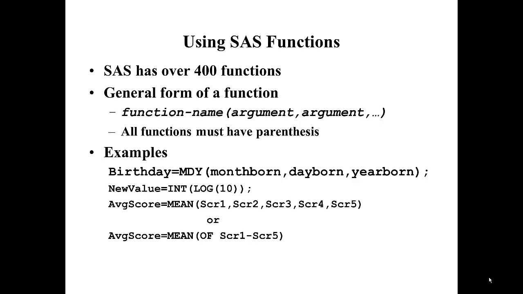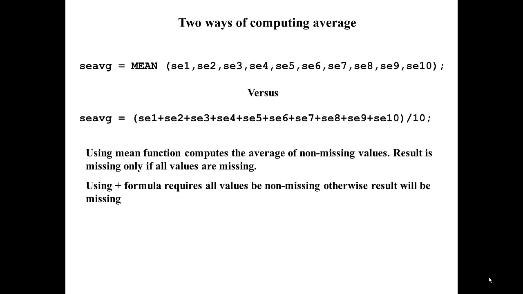In the next example, we're calculating average score as the mean of these 5 other scores. And you can write it two ways. You can list the 5 individual variables separated by commas, or you could write average score equals mean, and then inside your parentheses, score 1 dash score 5. That works well if you have variables which end in a number, and you can just express the smallest value score 1, then hyphen score 5. So these are just different examples of functions and how they are written in SAS.